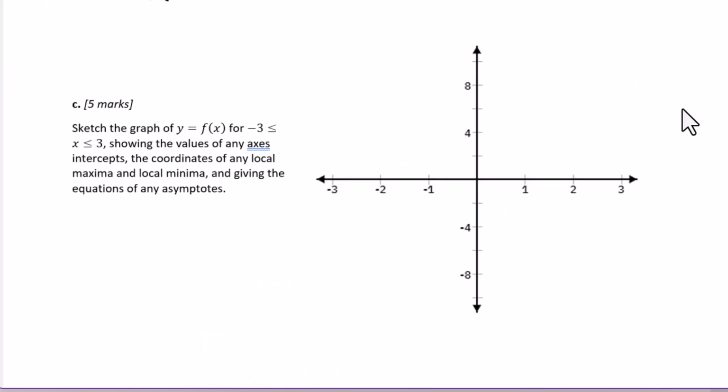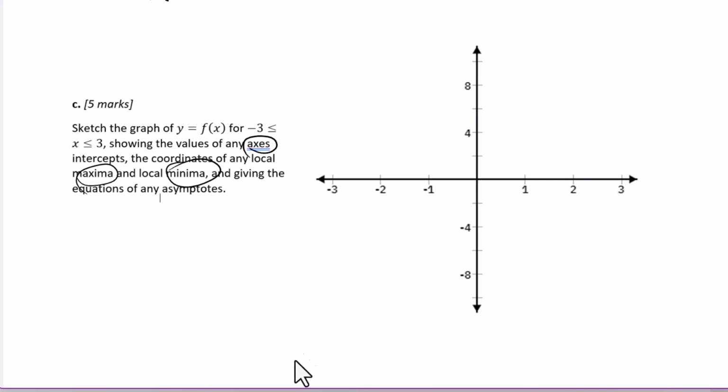C, sketch the graph of y equals f of x for x greater than or equal to negative 3 and less than or equal to 3, showing the value of any axis intercepts, the coordinates of any local maximum or local minimum, and giving the equations of any asymptotes.